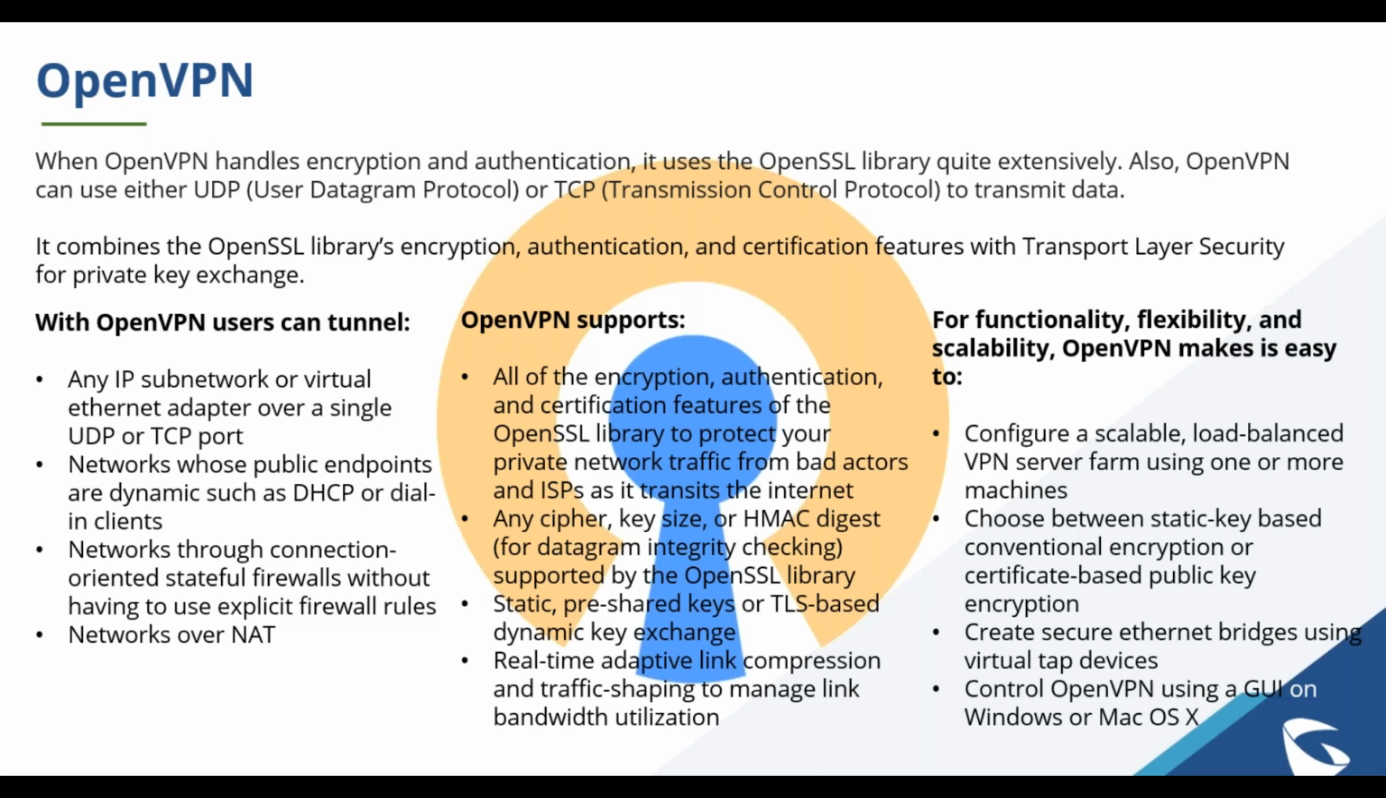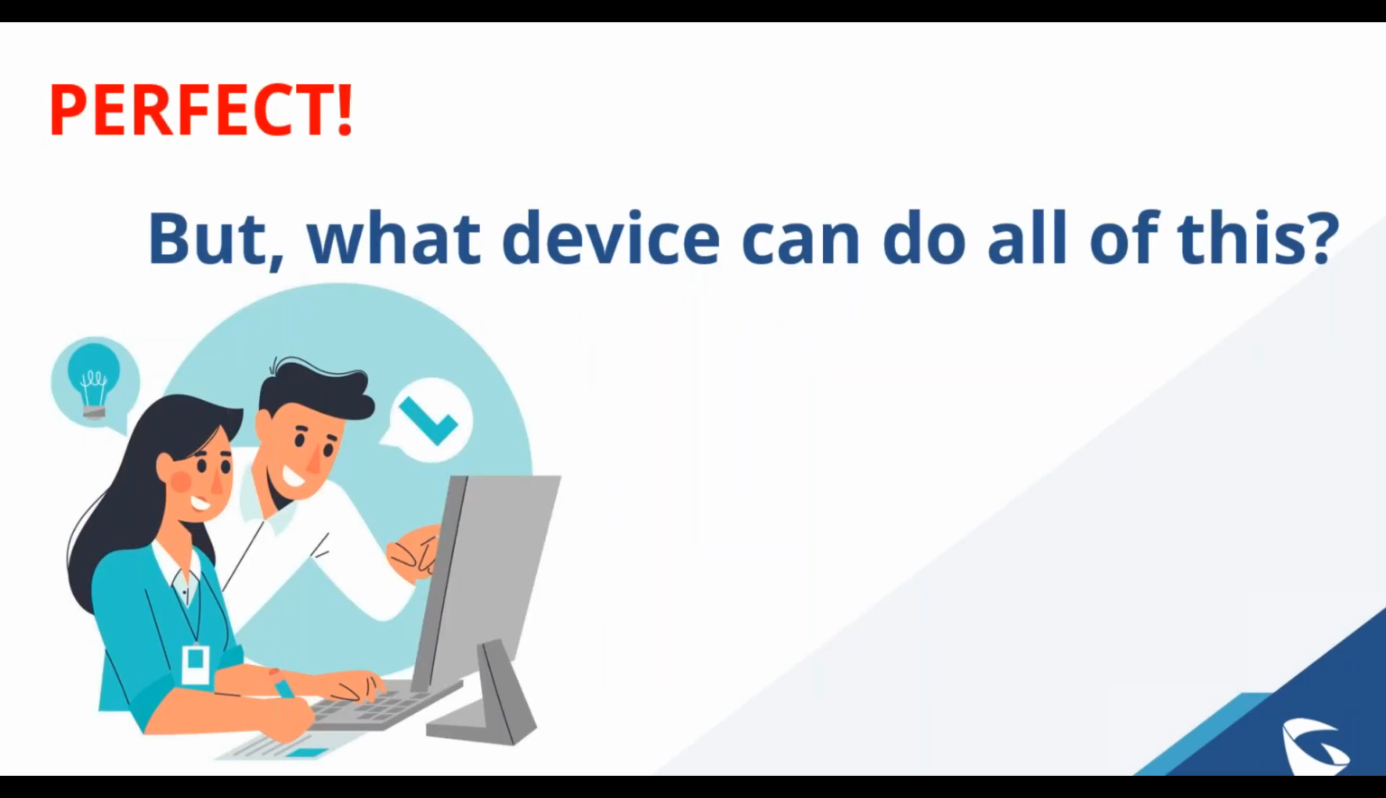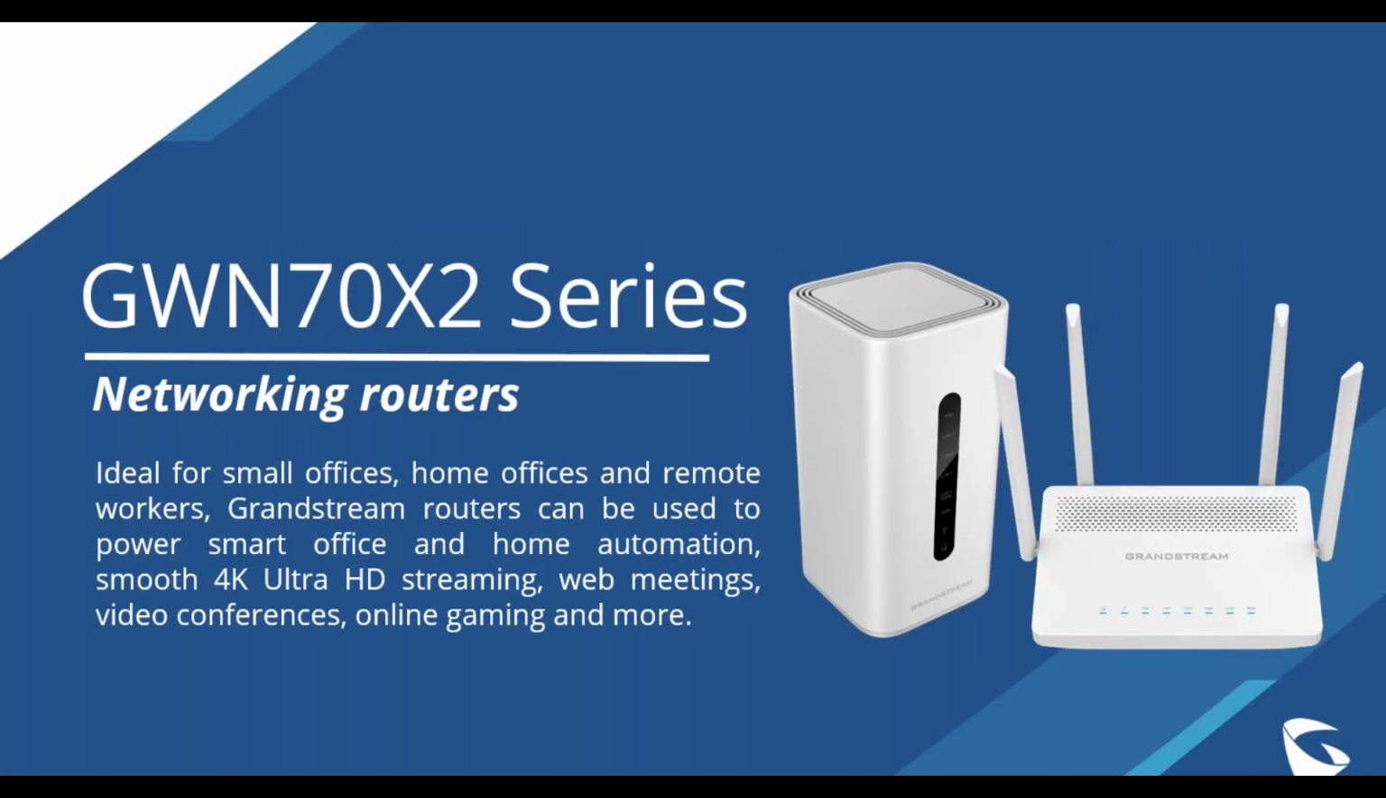Good. But from our brochure, what device can do all of this? In this webinar, we're going to configure a GWN7062. This is one of our networking routers where we are going to configure the OpenVPN server specifically and also the client, so we can establish this connection. Also, we are going to use other devices like a Windows computer or Grandstream IP phones in order for them to connect.